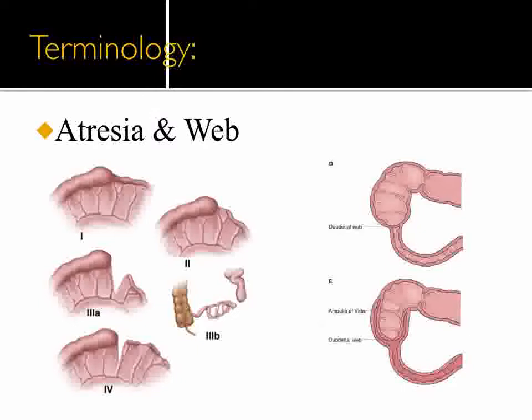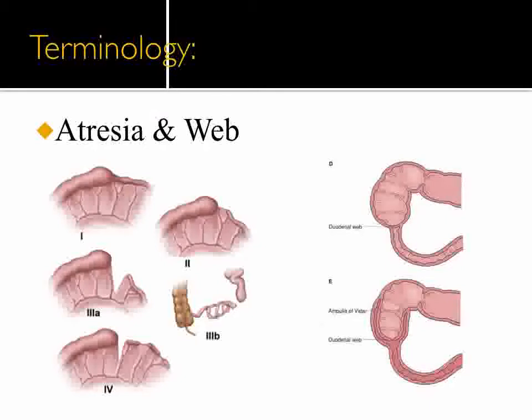an atretic segment of the intestine, meaning that there is a loss of the continuity of the intestine due to a congenital condition. This is mostly due to an intrauterine vascular accident that results in ischemia of a part of the intestine, and because this occurs in utero, we call it clean ischemia or non-septic ischemia. So the result of this ischemia is not peritonitis, but loss of a segment of the intestine. So atresia means loss or interruption of the continuity of the intestine.